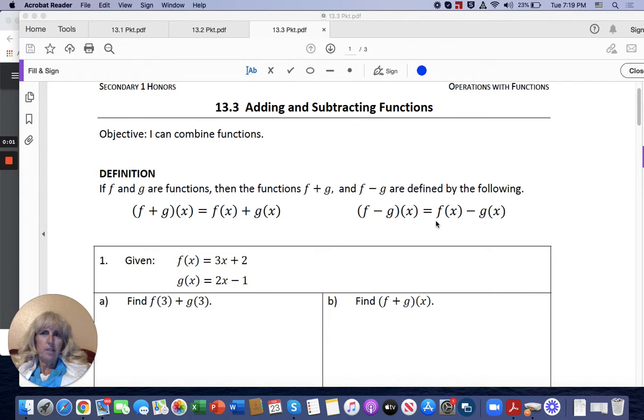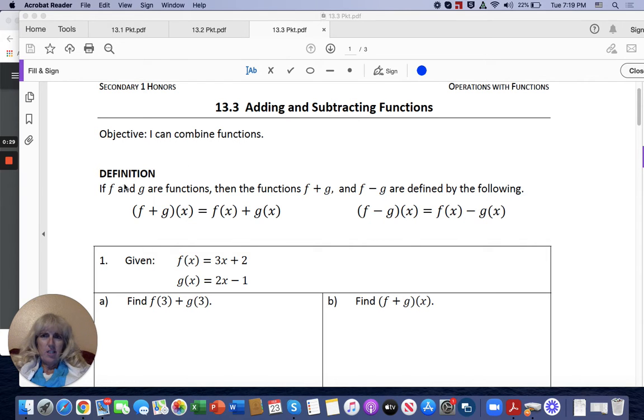Hello students. Today we are going to learn how to add and subtract functions. This is section 13.3. I believe it is page 190 if you are in regular and 202 if you are in honors. Okay, so the objective in 13.3, I can combine functions.